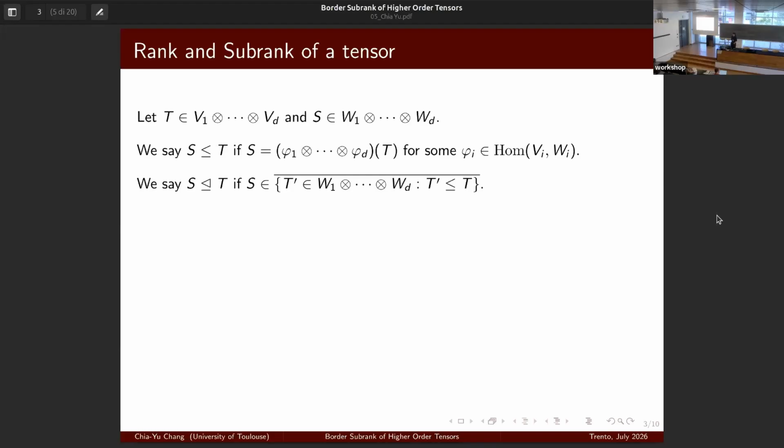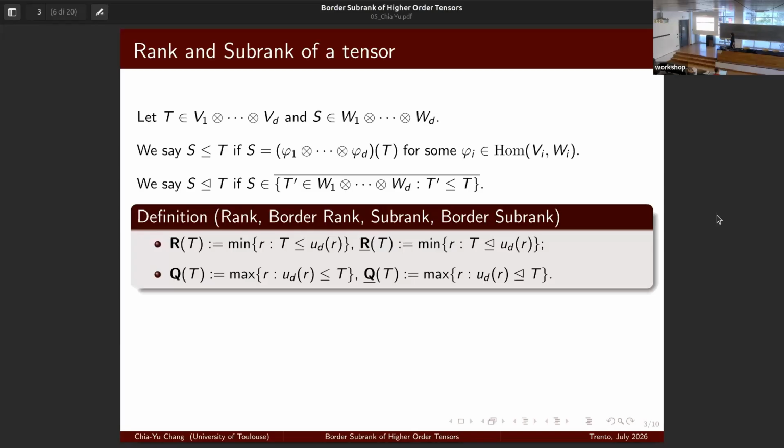Okay, now we have diagonal tensors and we have comparison, so we can use these to define rank and subrank. This is the definition: the rank of T is the minimum integer r such that T is a restriction of the size r diagonal tensor, or unit tensor. Similarly, we can use degeneration, and this gives us border rank. These definitions are the same as the rank and border rank definitions that we have heard before.